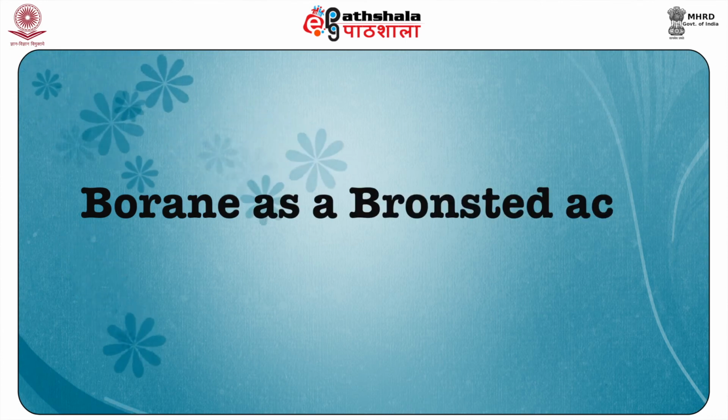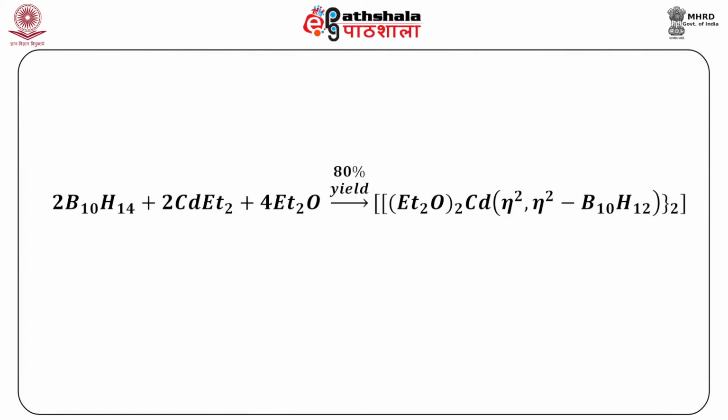Let us see how borane is acting as a Bronsted acid. Boranes as Bronsted acids can be deprotonated by metal alkyls and other reagents to give a variety of metalloboranes. The reaction of B10H14 with cadmium diethyl in presence of diethyl ether gave a metalloborane with cadmium as the metal atom. As we can see that B10H14 has undergone a deprotonation by using diethyl cadmium as the base and the formation of the resultant metalloborane cluster.